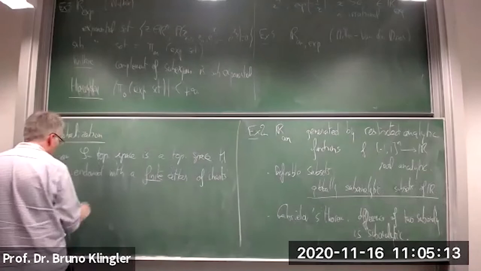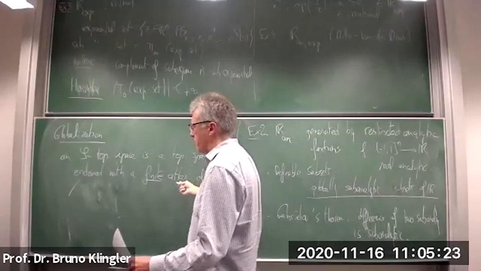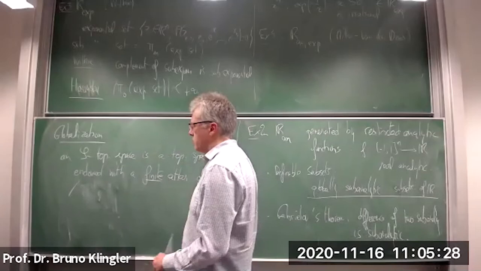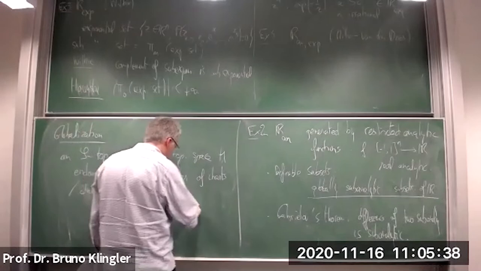So such that, I don't want to write everything, the image in R^n of each of your maps in your atlas is definable. The intersections two by two are definable in S, of course, and the change of coordinates are definable. So the usual notion, but with this finiteness.